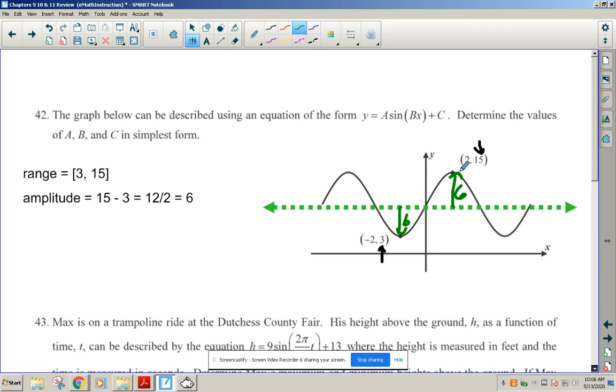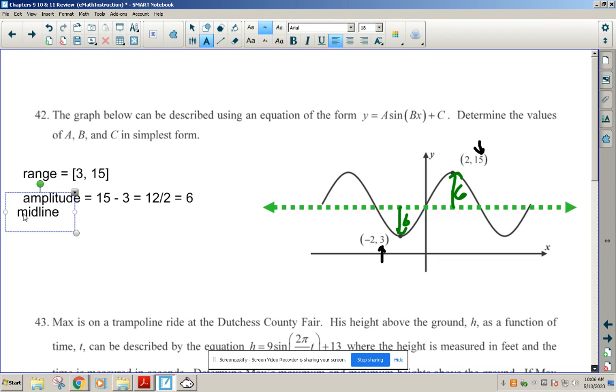Now, if I'm going up and down 6, what number, if I add it to 6, I get to 15, and if I subtract 6 from it, I get to 3? Well, that is when I now do the midline.